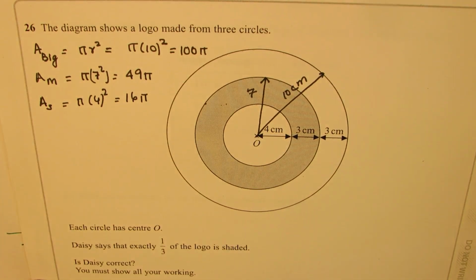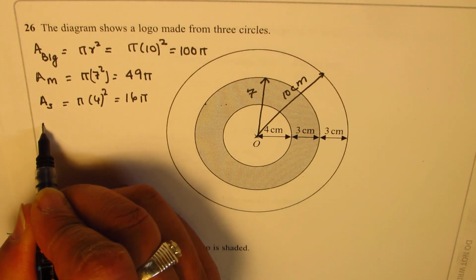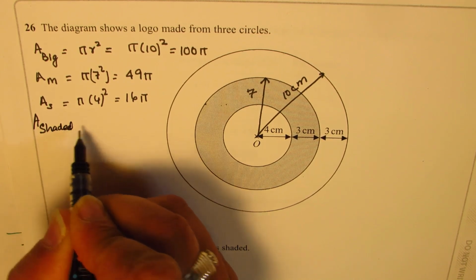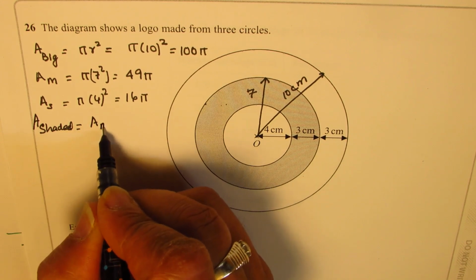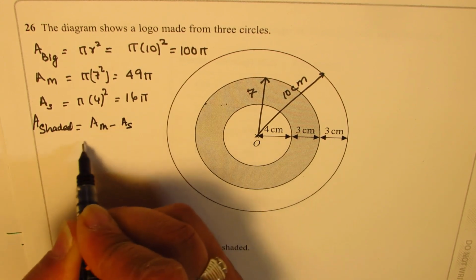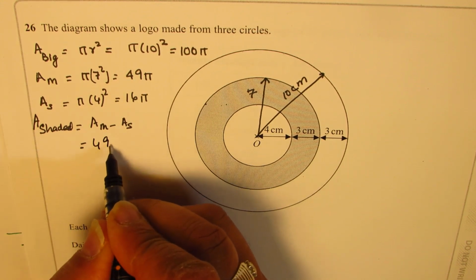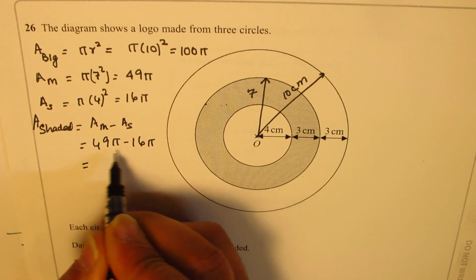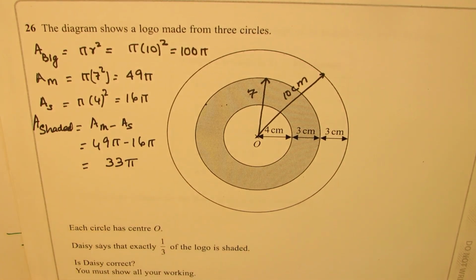So what is the area of the shaded portion? The area of shaded will be the area of this minus that. So the area of middle minus the area of small, correct? Which is 49 pi minus 16 pi. So 49 minus 16 is 33 pi. So that is what it is.